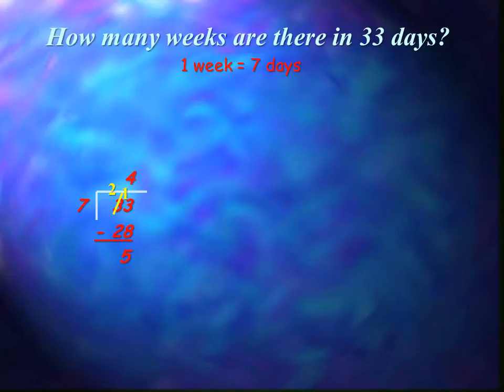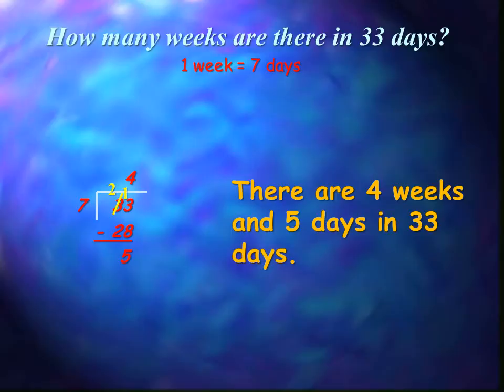So 4 times 7 equals 28. If I do the subtraction and the division, I'm left with a remainder of 5. And that remainder is the 5 days that don't fit into a week. So once again, there are 4 weeks and 5 days in 33 days. Please feel free to rewind and listen to that explanation again if you need it.